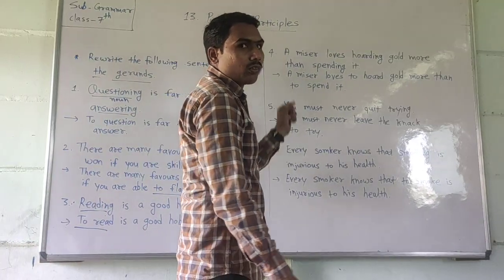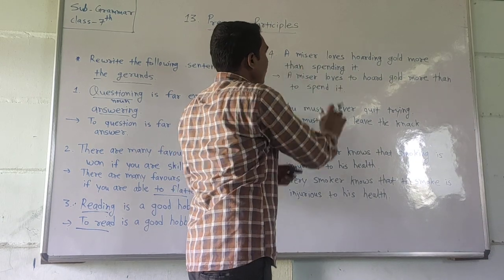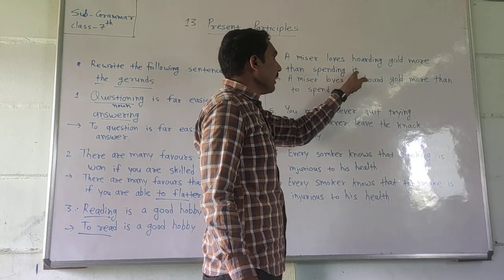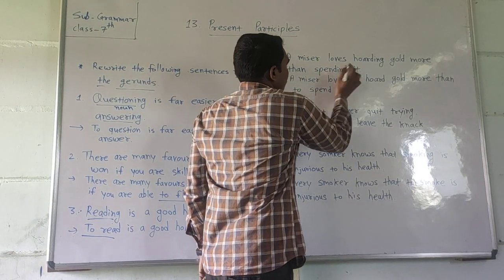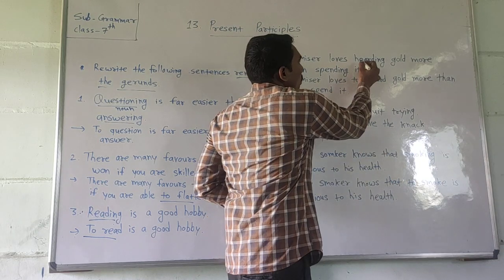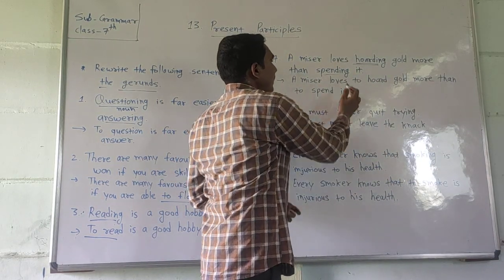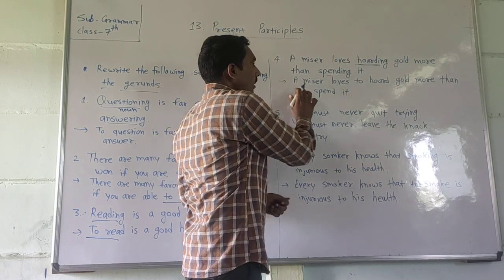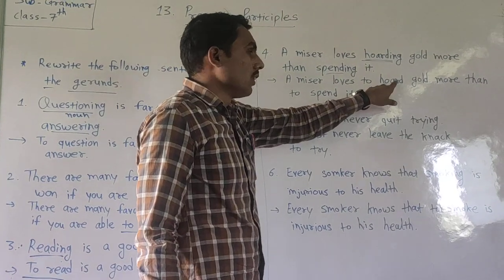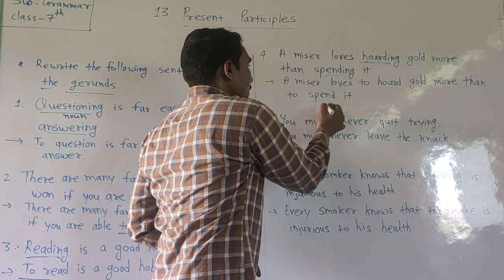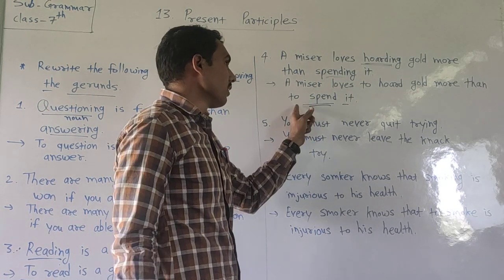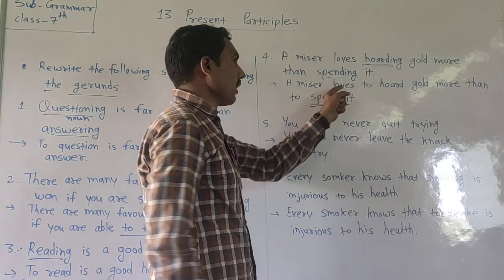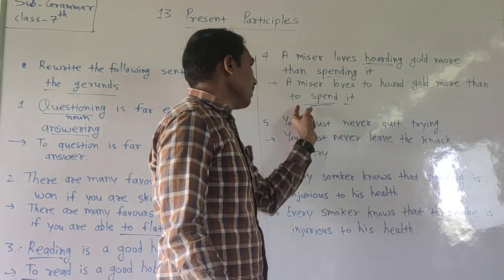Now the fourth one is here. Look here, a miser loves holding gold more than spending it. Holding and spending, these are the gerunds. We want to remove those gerunds, so we can write here, a miser loves to hold gold more than to spend it. We use the verb form here. We remove the gerund form and use a verb. A miser loves to hold gold more than to spend it.